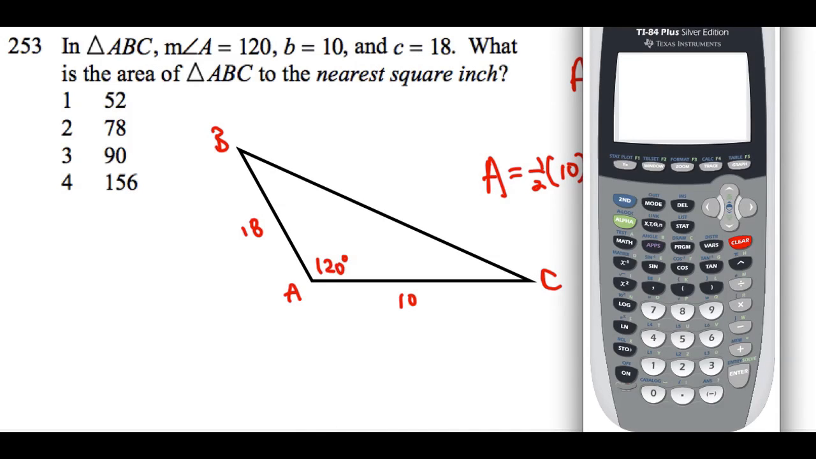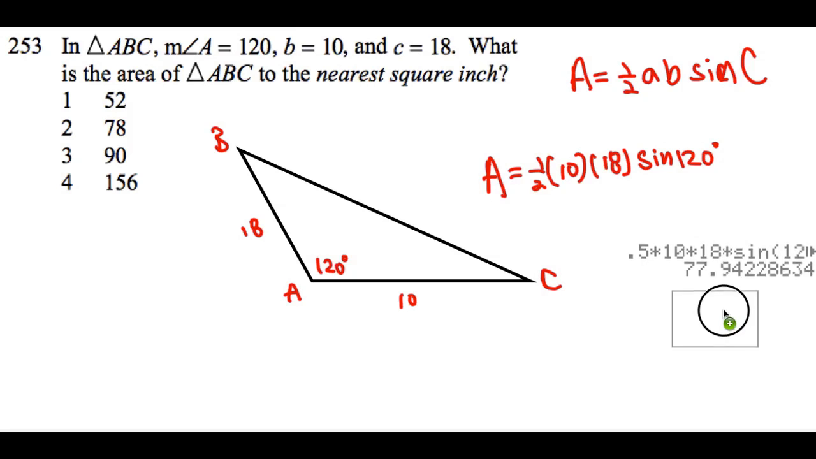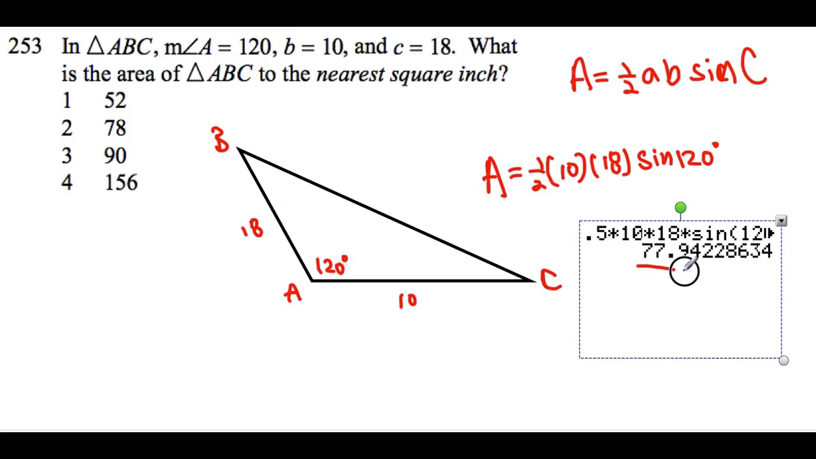So you just have to put them into calculator. Make sure your mode is in the degrees. Okay, that's good. 0.5 times 10 times 18 times sine of 120. So the value seems to be almost 78. So therefore our answer is choice B.